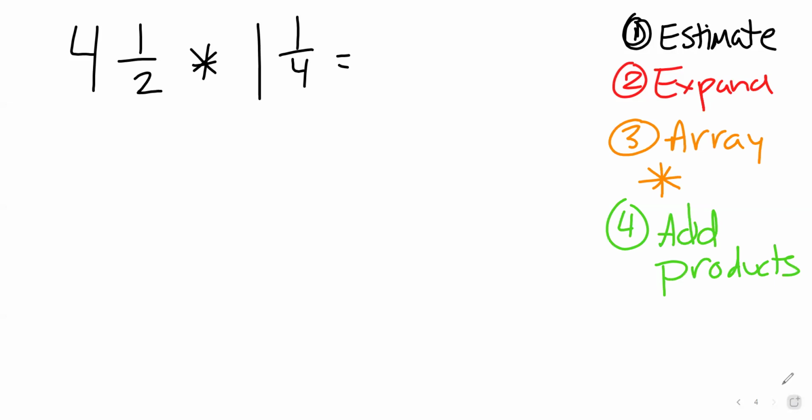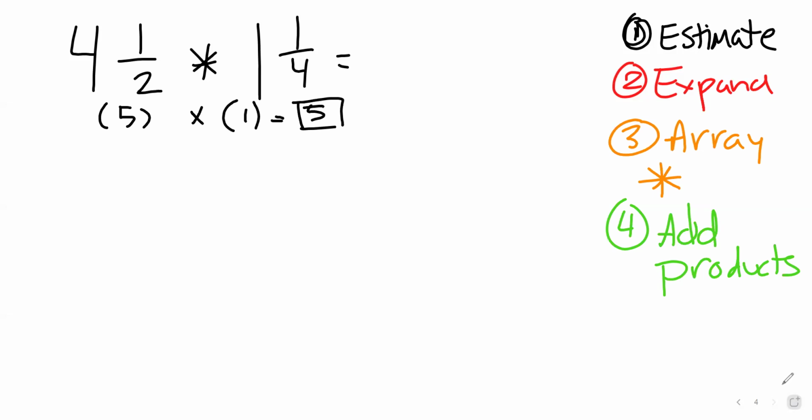So step 1, let's estimate. We have 4 1/2, which to me would be about 5. And we're going to multiply that by 1 1/4, which is actually to me about 1. So my answer will be about 5. Okay. Check, done, moving on, right? That's the cool thing about estimation. It shouldn't take long. It's quick, compatible numbers.